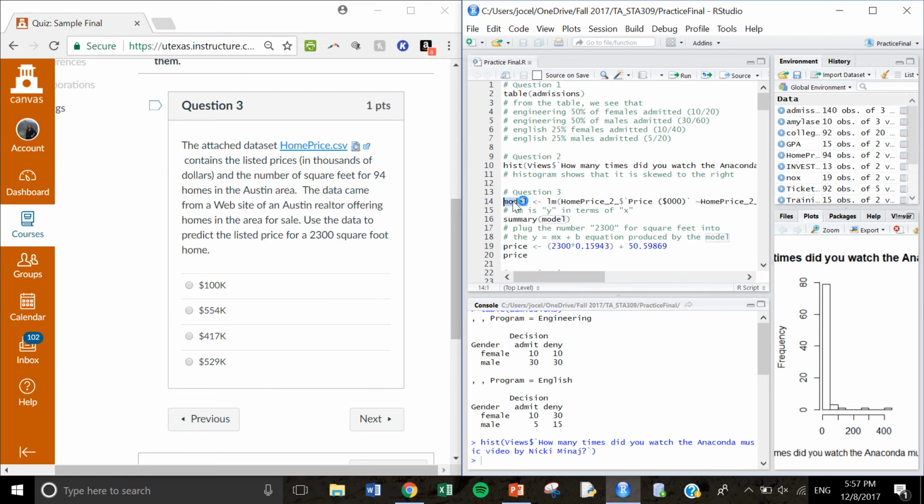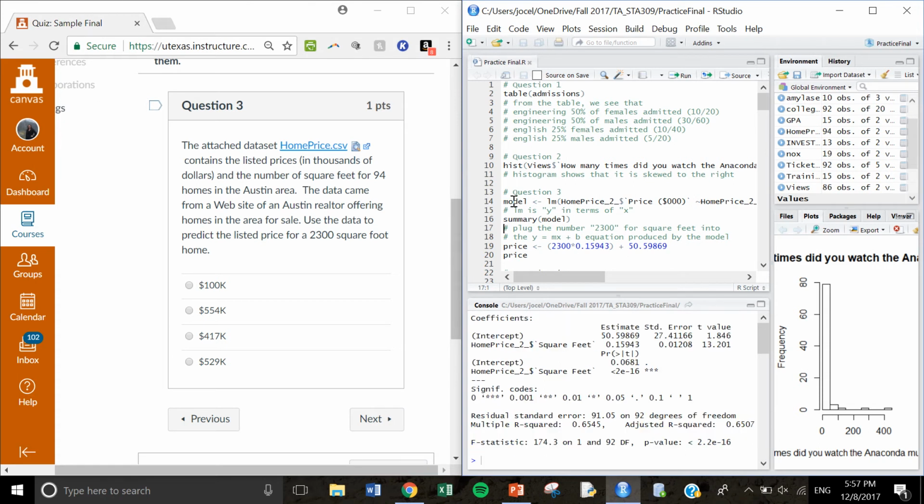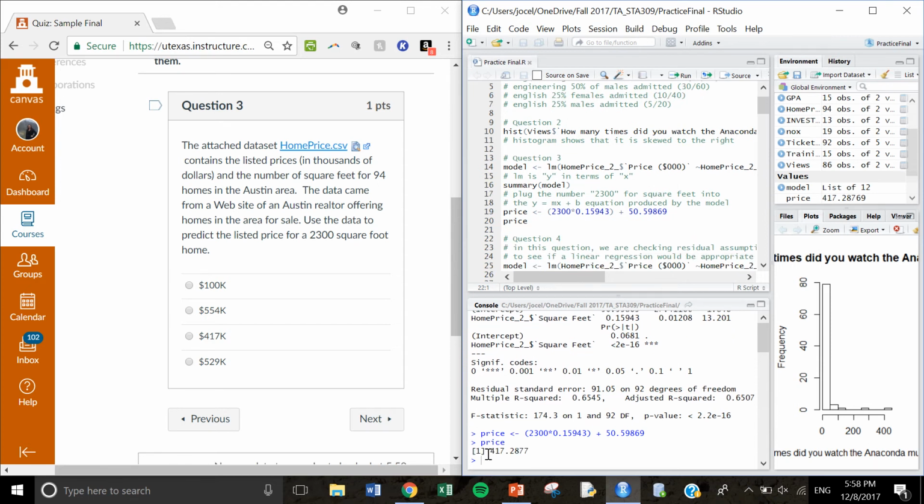You can call it whatever you want. I just called it model. When we run that, it made this thing called model. Then I do summary of the model I just made, and it gives me the coefficients. It gives me the intercept, and it gives me the slope of square feet. The next step is to plug in the 2,300, which is our X, times the slope, and then add the intercept to find the price of the home. We run that, and then you can name it price, and then just type price, and it'll tell you what the price is down here, and it says 417. So that's our answer.